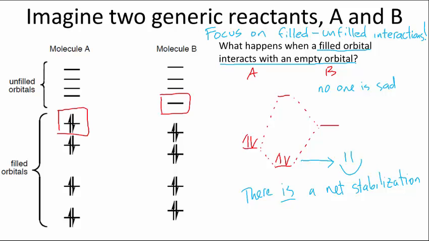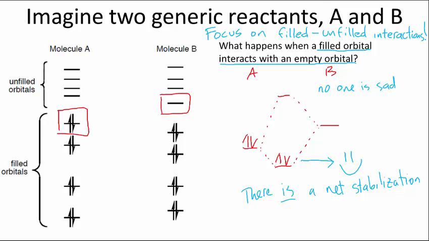So that's the one takeaway. And it turns out that the closer in energy those two interacting orbitals are, the greater the net stabilization. All right? When we draw these little splitting diagrams, the closer in energy the two interacting orbitals start, the more the bonding orbital is stabilized from where it started.